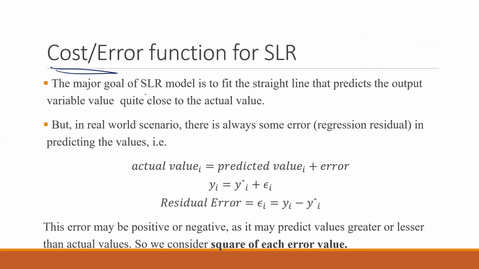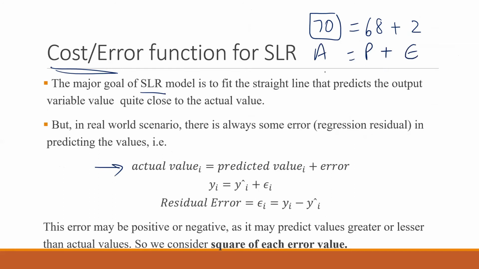So the major goal of a simple linear regression model is to fit a straight line that predicts the output variable. Now, I told you that, let's say, the actual price of the house was 70, and the prediction value came out to be 68, and there was an error of 2 lakhs. This is the same thing written here: actual value equals prediction plus error. So this has to be followed.